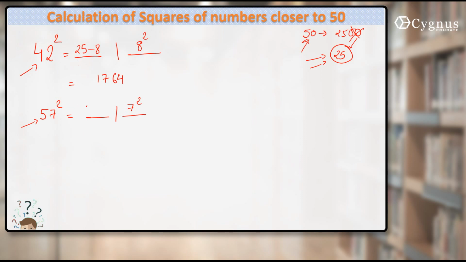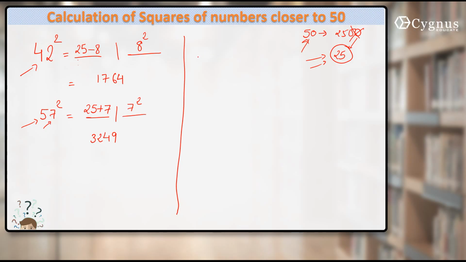What about the first part? It's 25 plus or minus. Since a number is more than base, I'll use plus sign here. How much more than base? 7 more than 50. So I'll add 7 here. This gives you 3249. So the answer becomes how much? 3249. I hope this is clear to everyone. This is a very effective method. Let's look at few more cases.